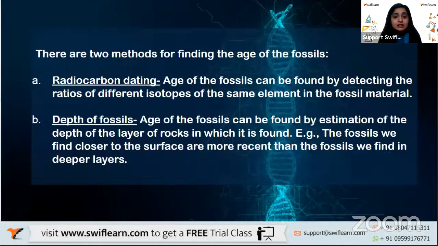Then there are two methods for finding the age of the fossils. How do we find how old or how new this fossil is? So firstly, we do it by radiocarbon dating. Age of the fossils can be found by detecting the ratios of different isotopes of the same element in the fossil material. Secondly, the age of the fossil can be found by estimation of the depth of the layer of rocks in which it is found. Example, the fossils we find closer to the surface are more recent than the fossils we find in deeper layers.